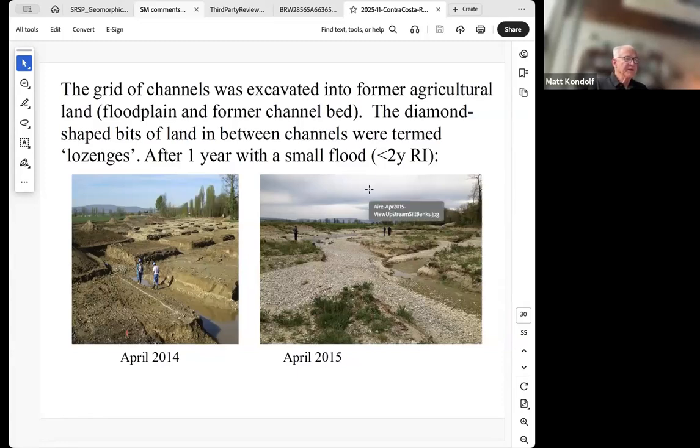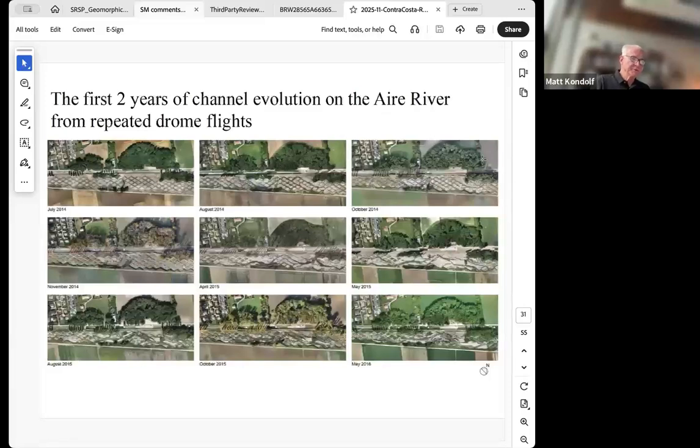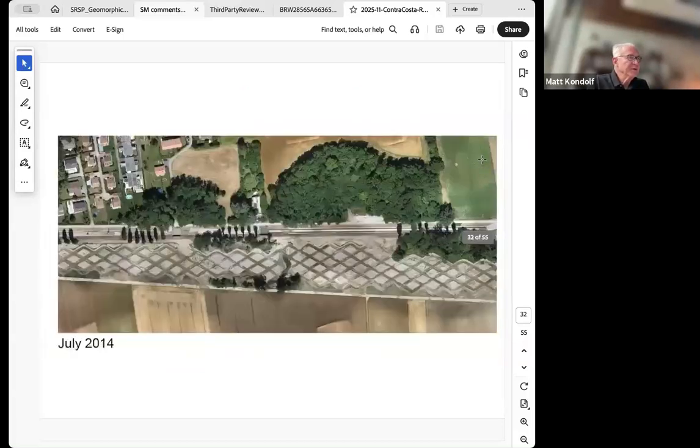So this is what it looked like before any flows, and this is what it looked like after a year. And during that year, there was not even a 1.5 year flow. I think it was less than that. So it was relatively modest flows, but there was quite a response in the channel. And we can see that more from these drone images. For the first 2 years, there were repeat drone flights every few months.